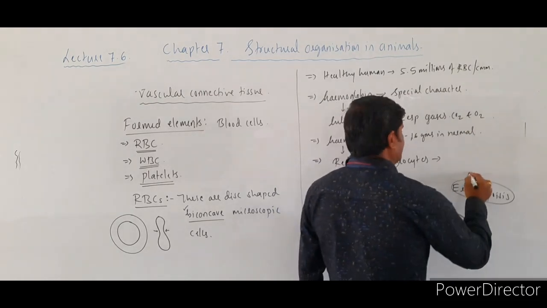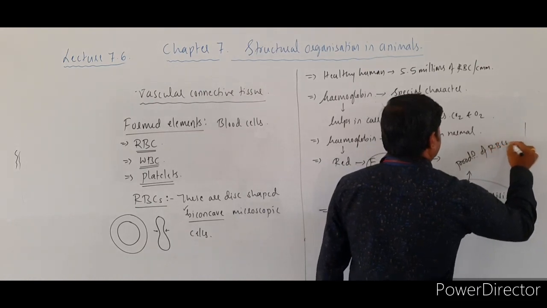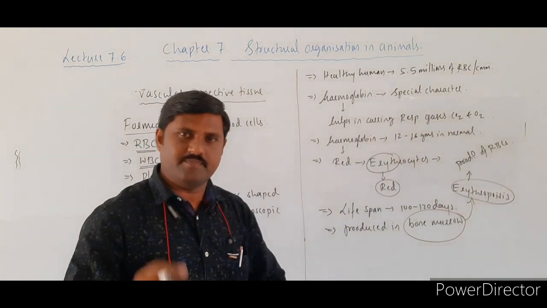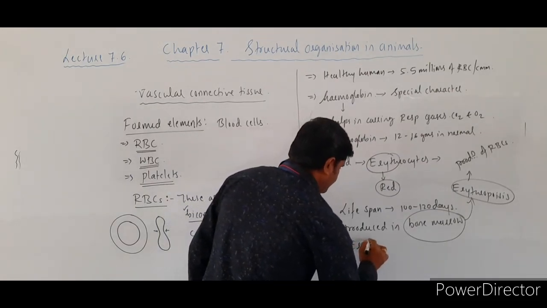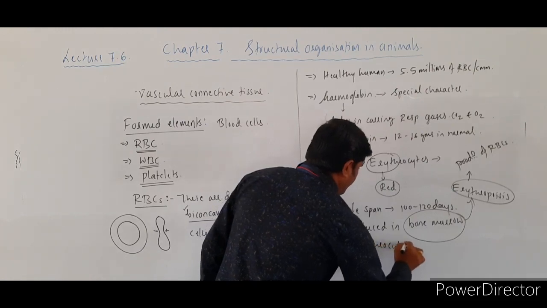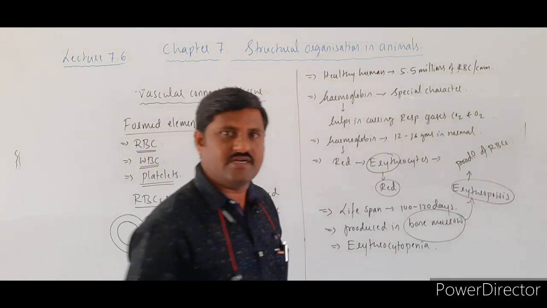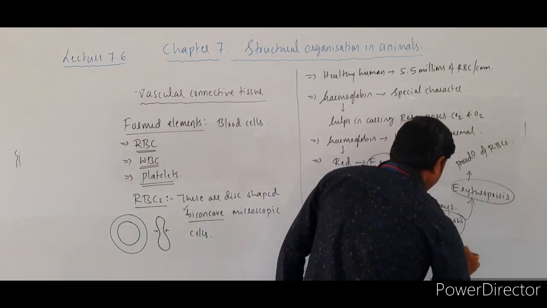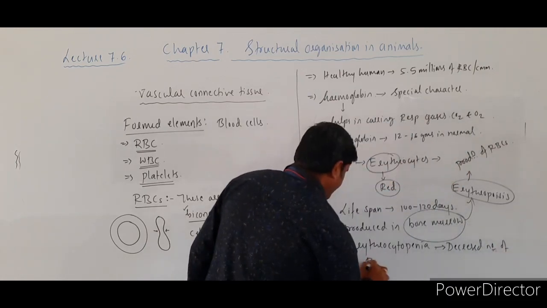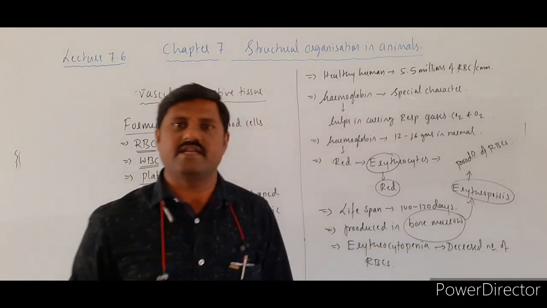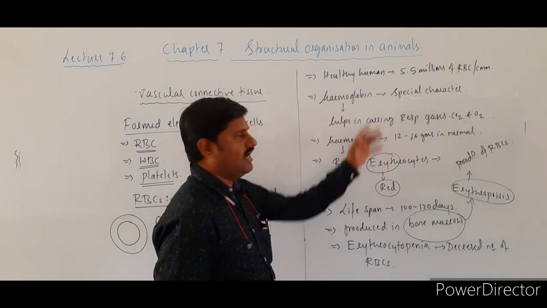Erythropoiesis means production of RBCs, right? If a decreased number of RBCs occurs, then it is called erythrocytopenia. So erythrocytopenia means what? It is a decreased number of RBCs, right? So this is about the RBCs, right?